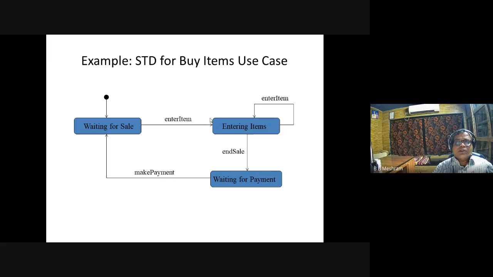Now you can see this example, the state transition diagram for the use case buy items. Here, first you start the transition, it will go to the state waiting for sale. Enter item, you can enter the items, then end sale. The entering item state will change to waiting for payment, and you can make the payment, so that the waiting for payment state will go to waiting for sale.